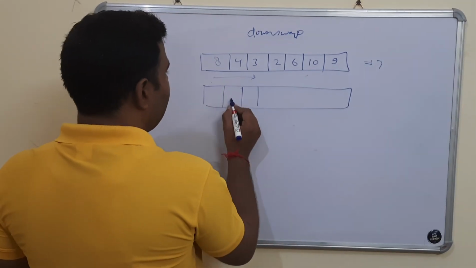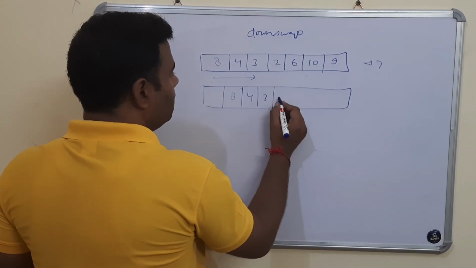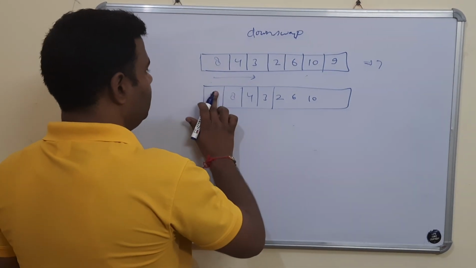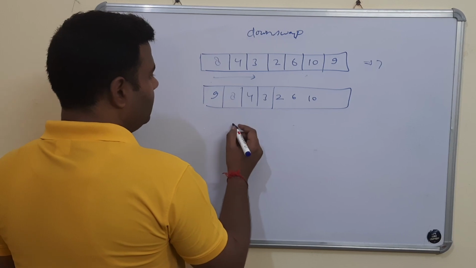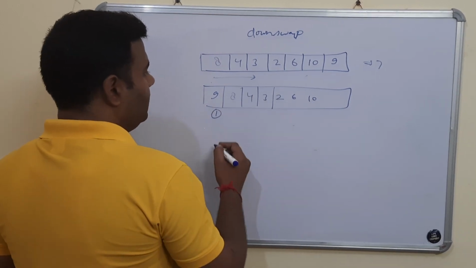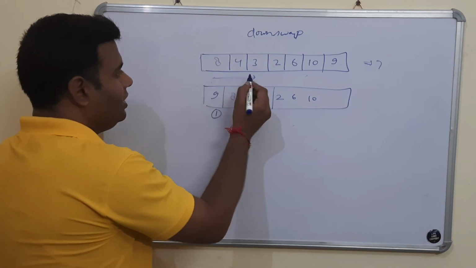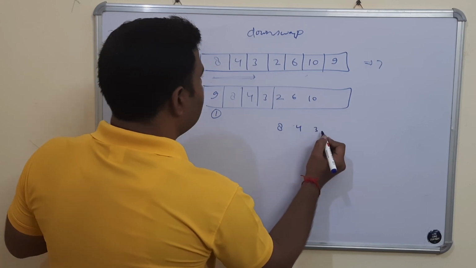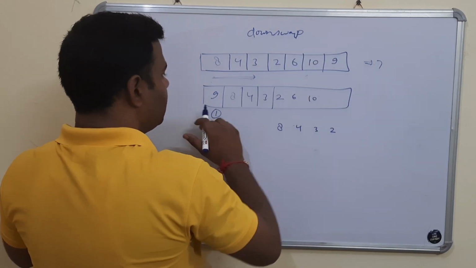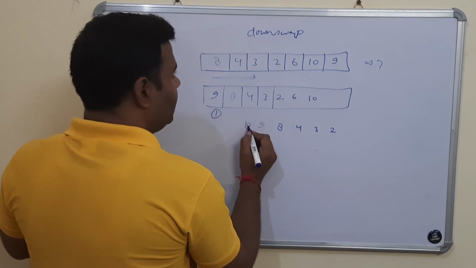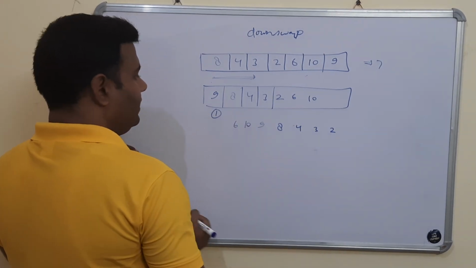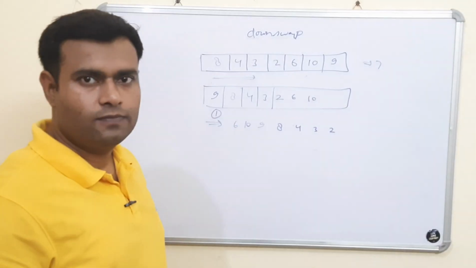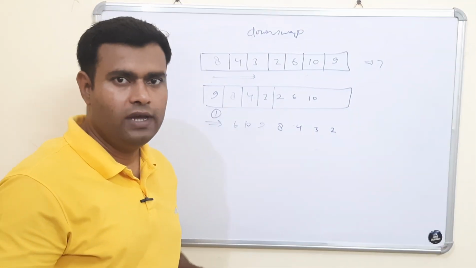In the first rotation, what will happen? 4, 3, 2, 6, 10, and then 9 will go to the front. Sorry, 9. In the second rotation, this is shifted by 1, right? Now, if we have to rotate by 3, the output will be 8, 4, 3, 2, and these 3 numbers will come here, like 9, 10, and 6. If this is the output, can you think of the approach to get it? Take a moment, pause this video, think, and then come back.